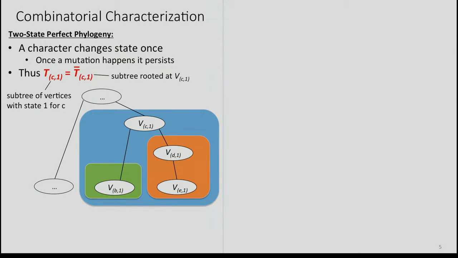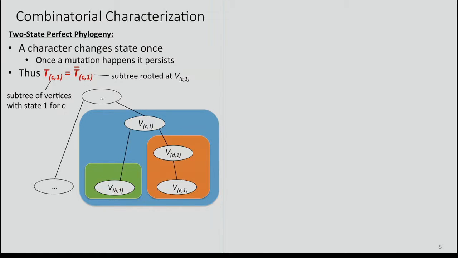If you look at this tree over here, in this node, mutation 1 for character C was introduced. So that's the first time it happened. And because of this infinite sites assumption, everything in the subtree rooted at this node will have state 1 for character C. What you in fact have is that the subtree of the vertices that have state 1 for character C is the same as the subtree rooted at the vertex that first introduced state 1 for character C. So that's a crucial observation. These two subtrees are the same.